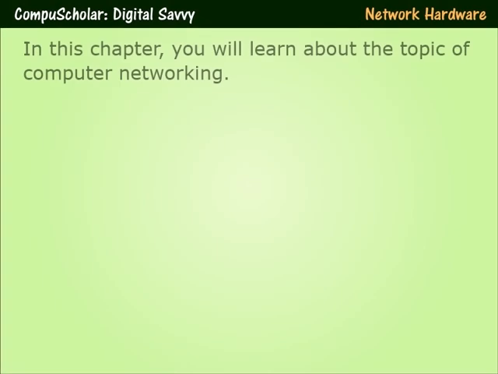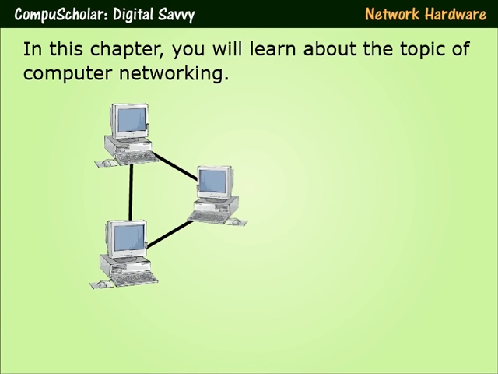This chapter is all about computer networking. Networking means you've connected together two or more computers so they can communicate and share information. A network is made up of several different physical components. Inside your computer, you'll often find some sort of network adapter.